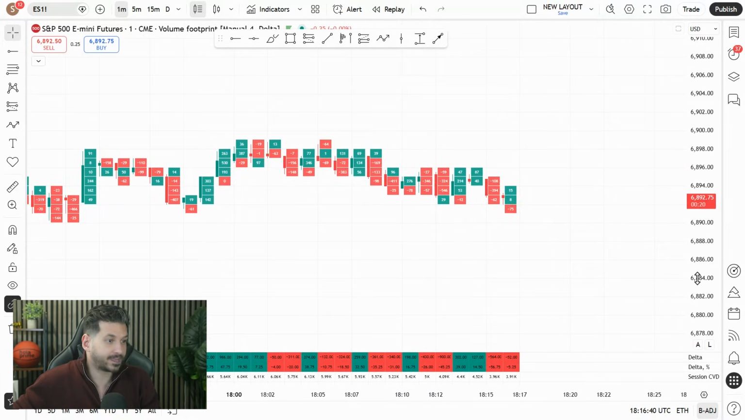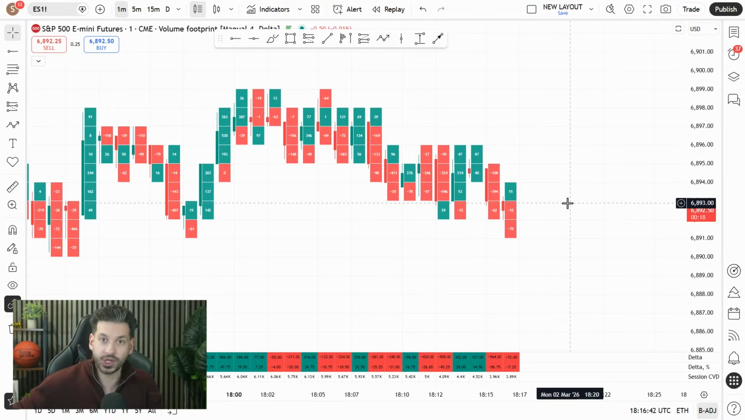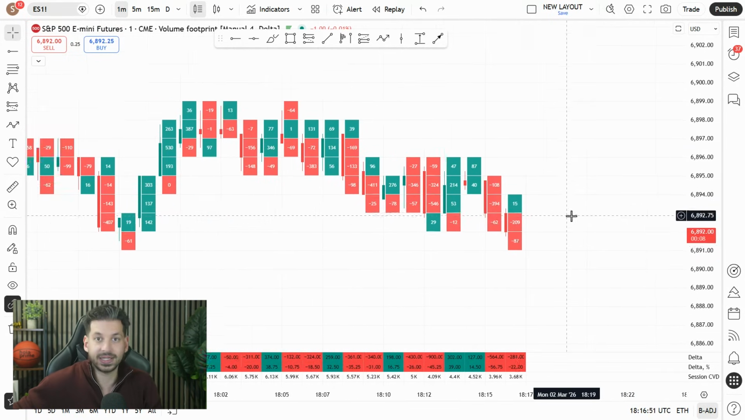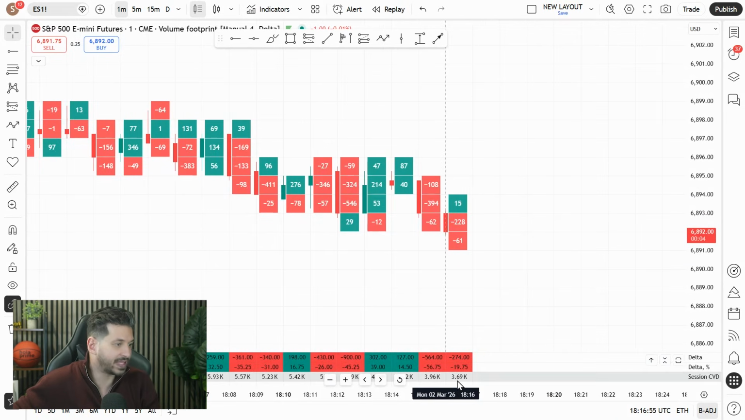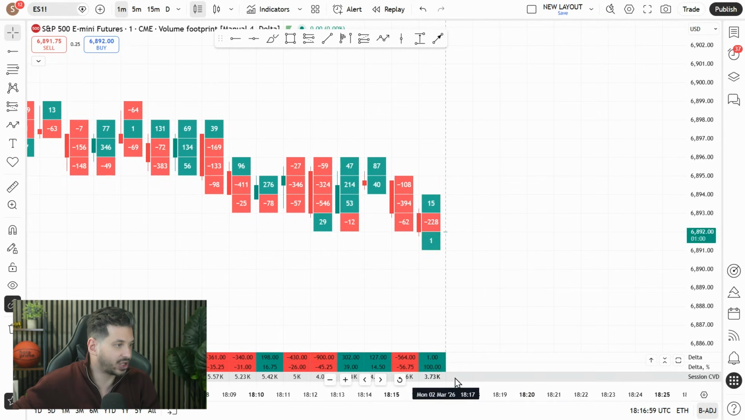Now this is on TradingView. Regardless of which order flow software you use, doesn't really matter, all of them come with a cumulative delta indicator of some kind, right? Here on TradingView, we have it at the bottom on the table here, where it says Session CVD. That is the Cumulative Volume Delta.